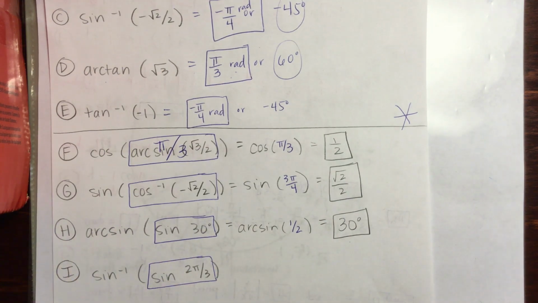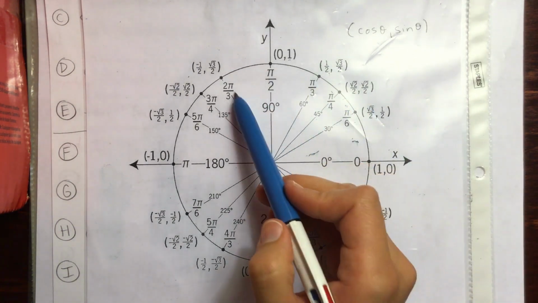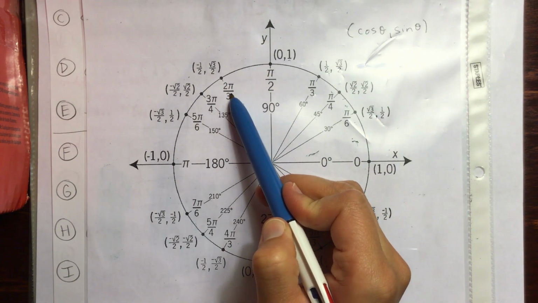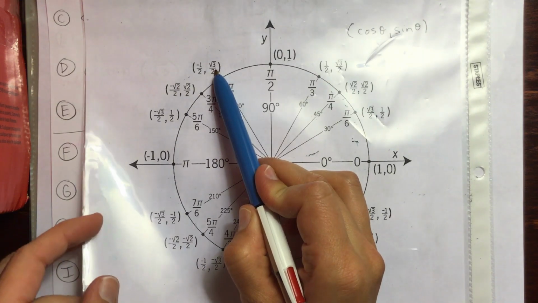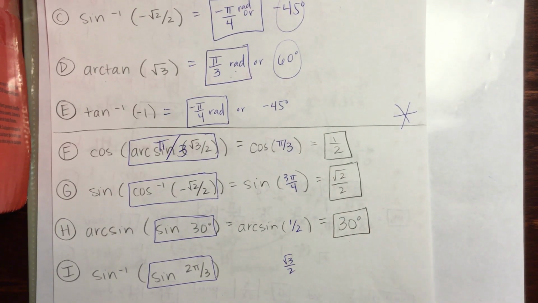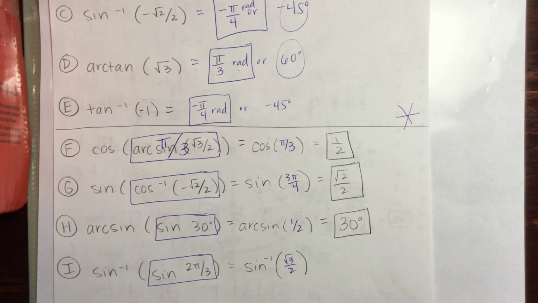All right, sine of 2 pi over 3. This is regular sine, so I can go on my whole entire unit circle. So even though I'm in the second quadrant here, it's regular sine, that is okay. So what is the sine fraction at 2 pi over 3? Oh, it's square root 3 over 2. But I have this inverse sine now on the outside that I have to deal with.